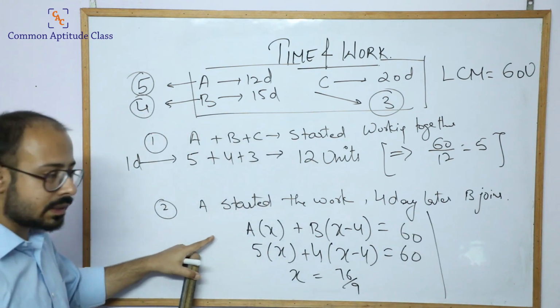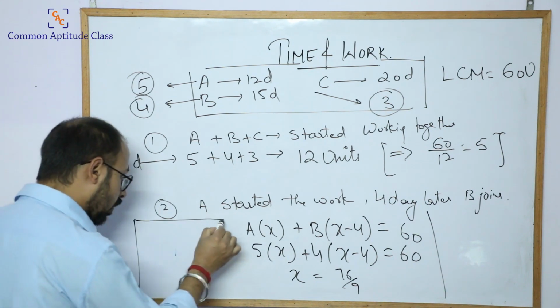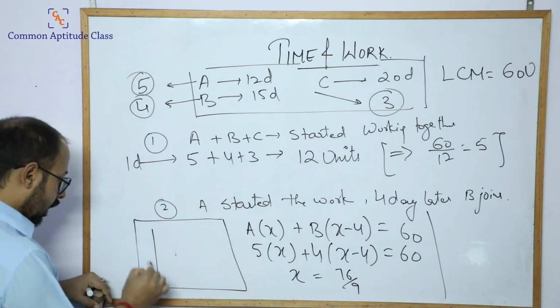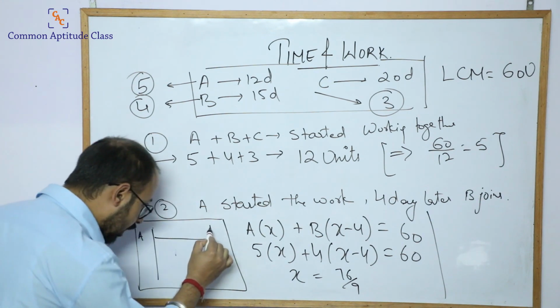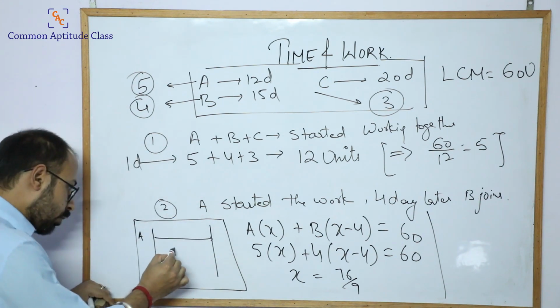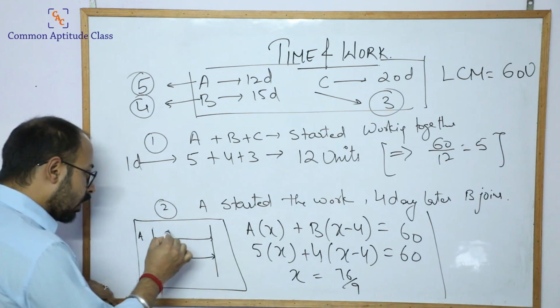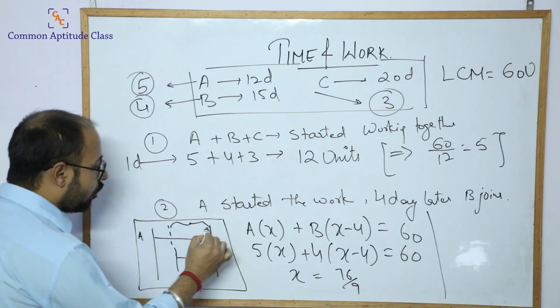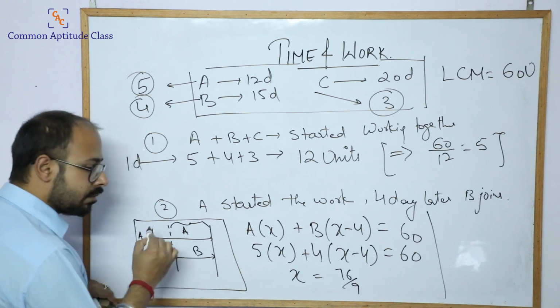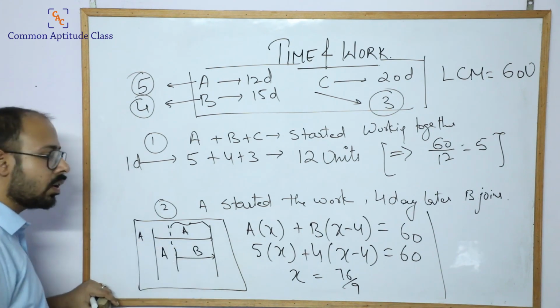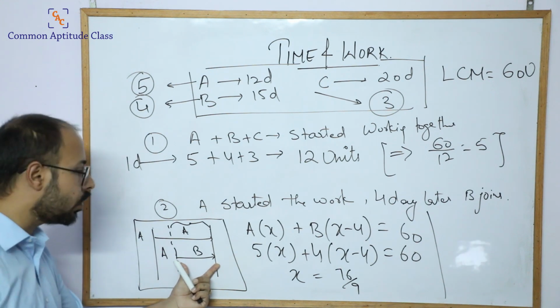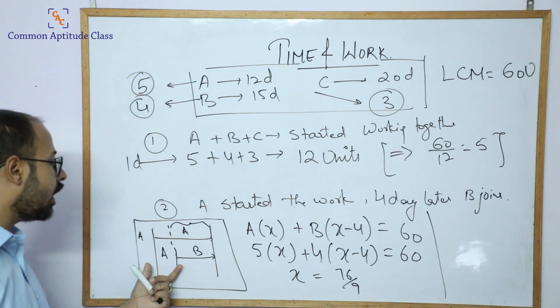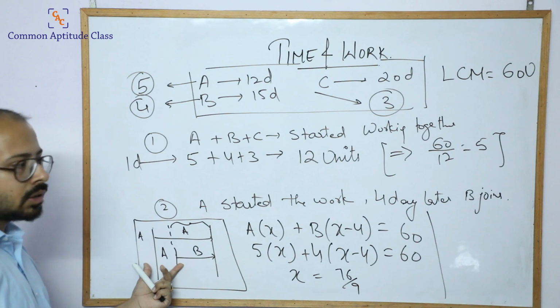For the first 4 days, now go with the timeline of this. We'll go with the timeline. This is the timeline where the work starts. A started the work. A ends the work completely. B joins from this point and ends the work. So this is the duration where A and B were working, and this is the duration where A was working alone. So A and B were working for those number of units which were left by A after 4 days.